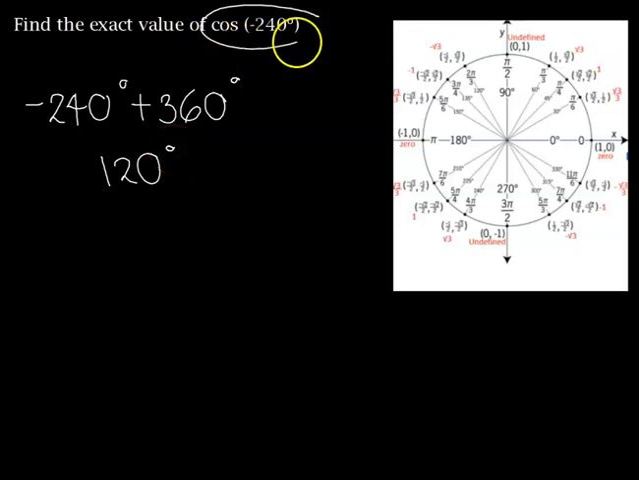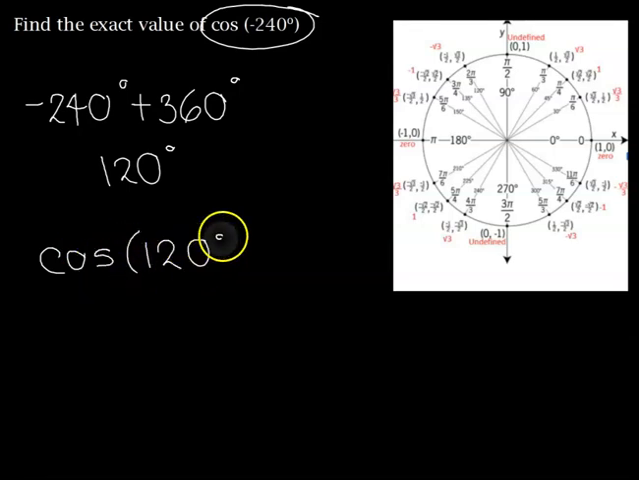So basically the same thing as me saying cosine of negative 240 degrees is the same thing as finding cosine of 120 degrees. So if I go to 120 degrees, the cosine value, which is in the second quadrant, cosine is always the x value, that would be negative 1/2.